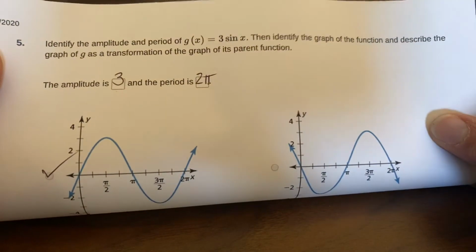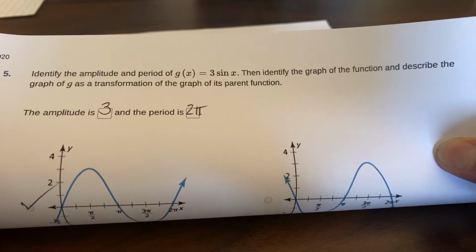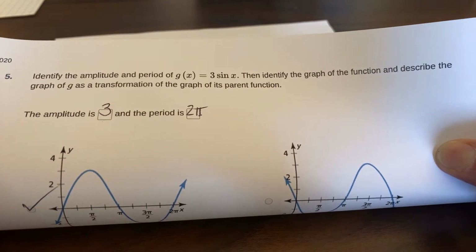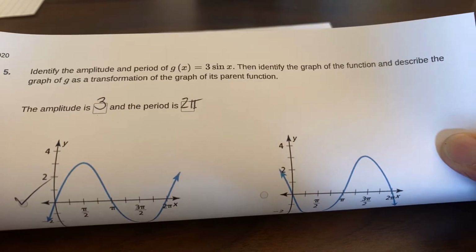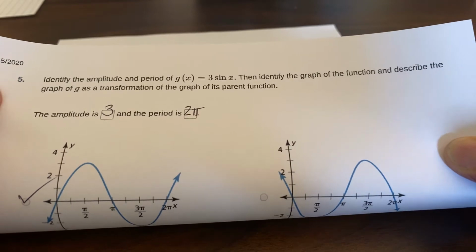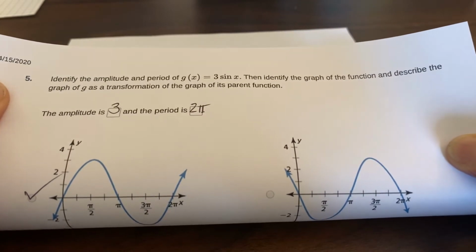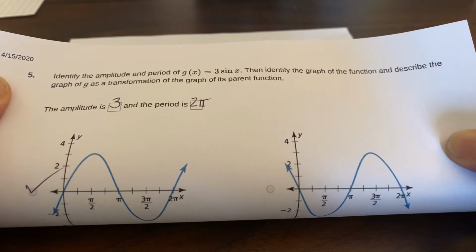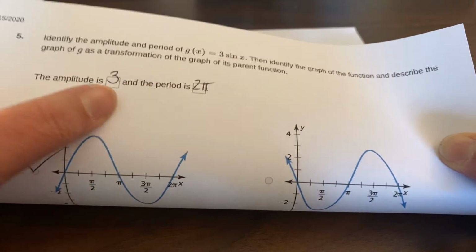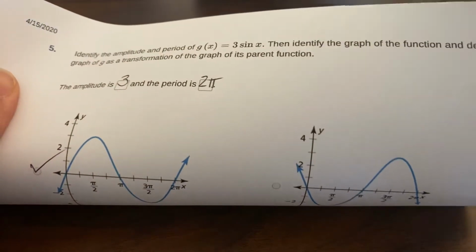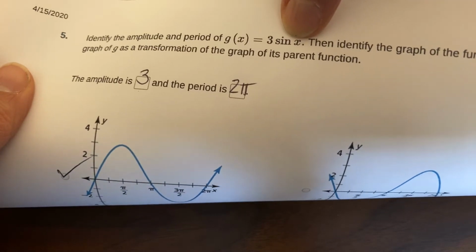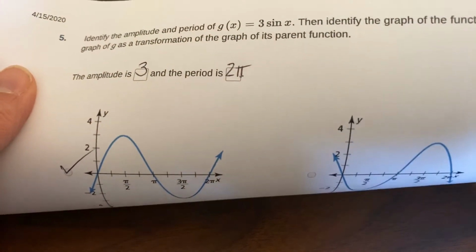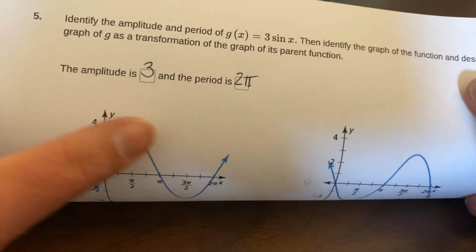The next one I want to look at is, well, number 5. It says identify the amplitude and period of g of x equals 3 sine of x. Then identify the graph of the function and describe the graph of g as a transformation of the graph of its parent function. So the 3 in front of the sine of x tells us our amplitude, right? So our amplitude is just 3. And the period is determined by whether or not there is a number in front of the x, and there is no number there. So the period stays the same. The period is 2 pi.